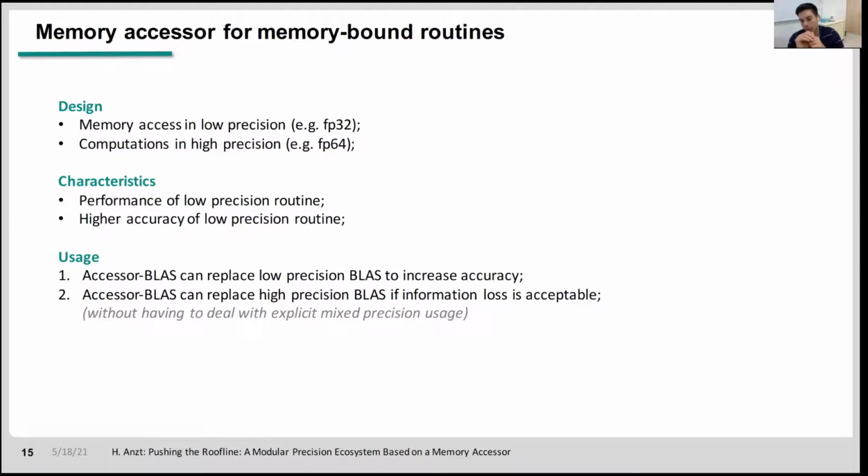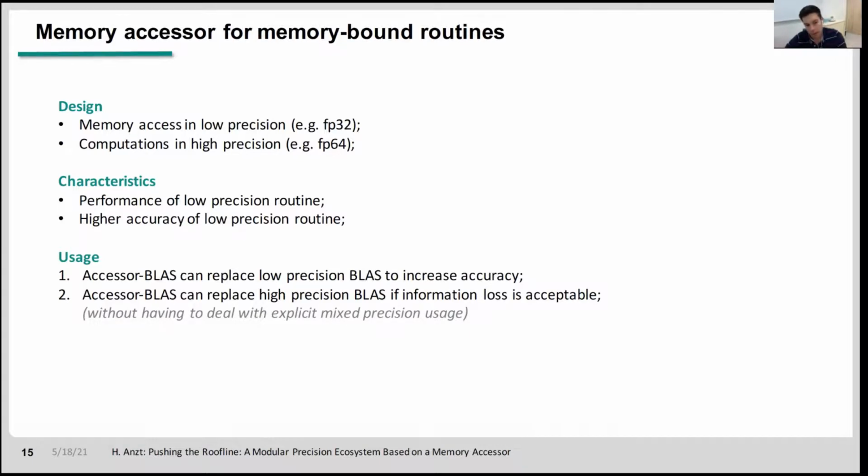So we can think of two use cases. One is we replace all the single precision, low precision BLAS routines with accessor-based BLAS that gives us a little more accuracy, but achieves the same performance. The second use case is, if we can accept the loss of some information, we may want to replace high precision BLAS with this accessor-based BLAS that uses the memory accessor for the data access to the main memory.